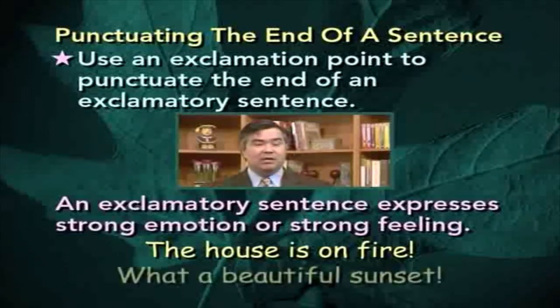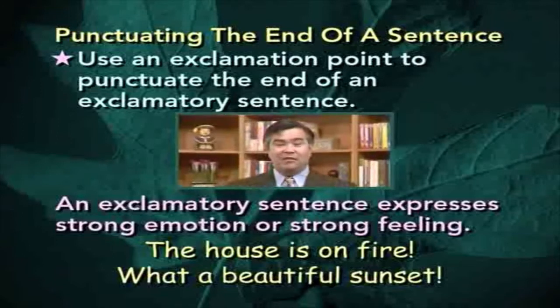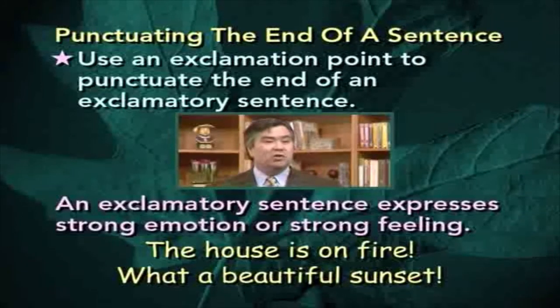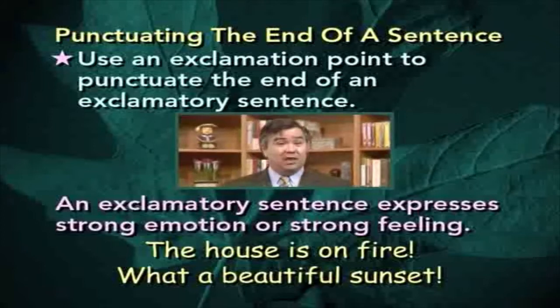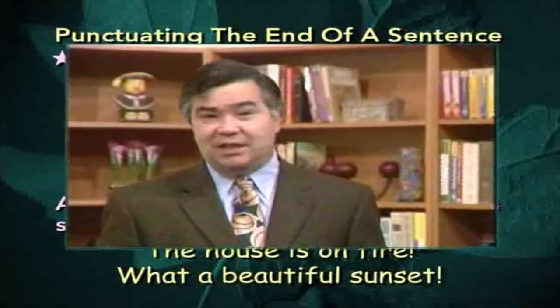Here's another example. What a beautiful sunset! Now, here's a message that's much more positive. Rather than talking about physical danger, the person who speaks or writes this sentence is simply reflecting on the beauty of nature. However, because strong emotion is involved, an exclamation point seems appropriate. This, too, is an exclamatory sentence.